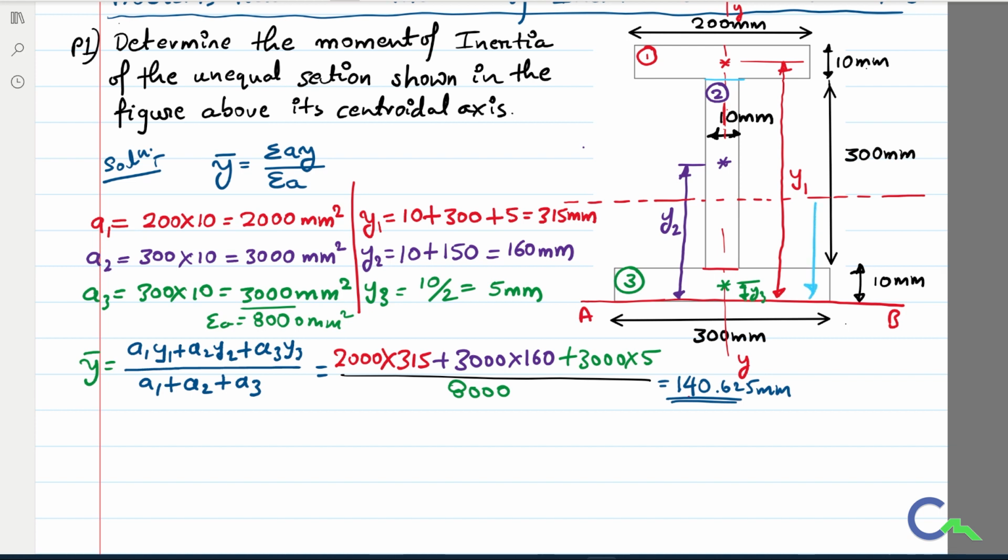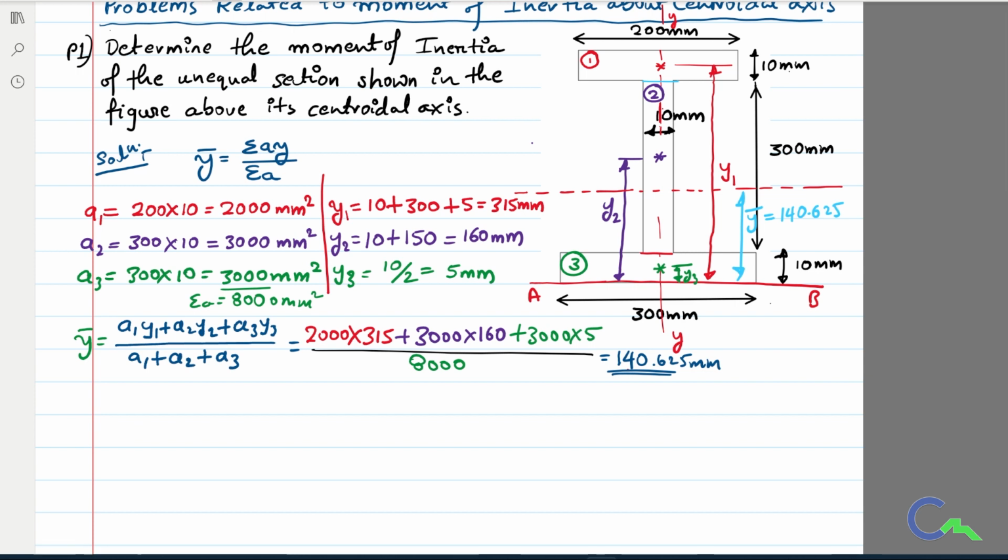So we know that y bar we got 140.625. So once I get the centroidal axis xx, now the things are very easy. So our CG is somewhere here. I can call it as G. Therefore, if I want to find moment of inertia about the horizontal centroidal axis, Ixx is given by the parallel axis theorem. It is sigma Ixx plus A into y square. So this is our formula.